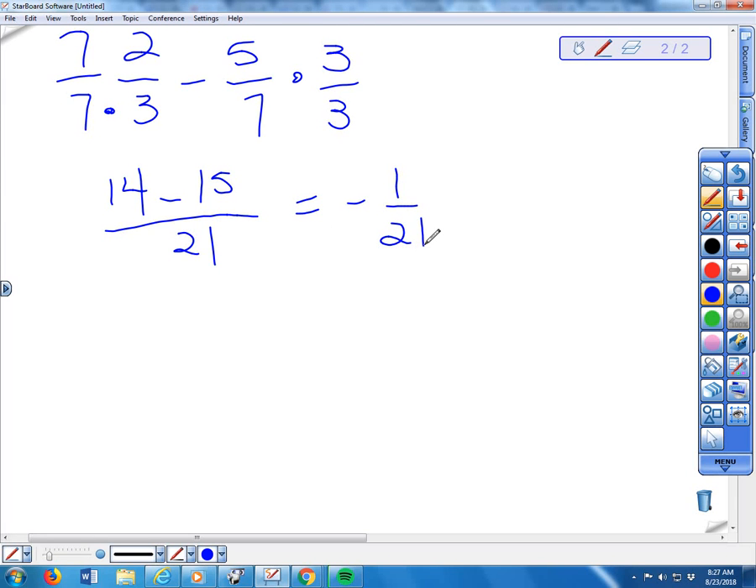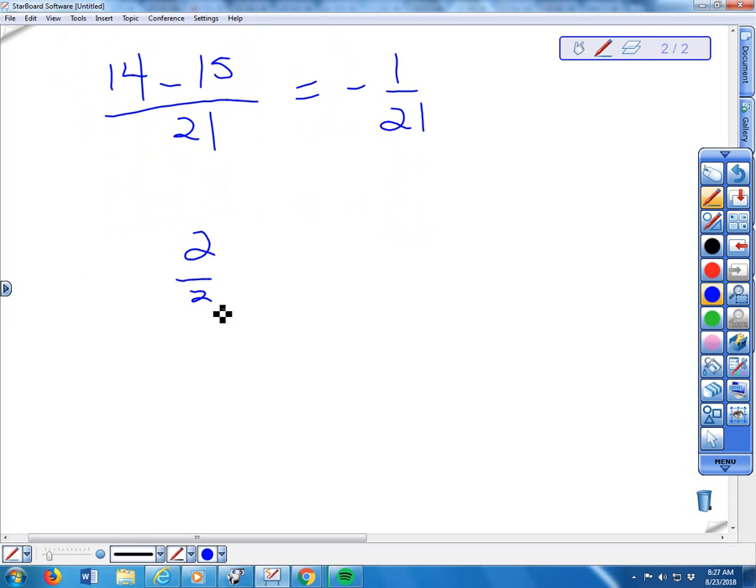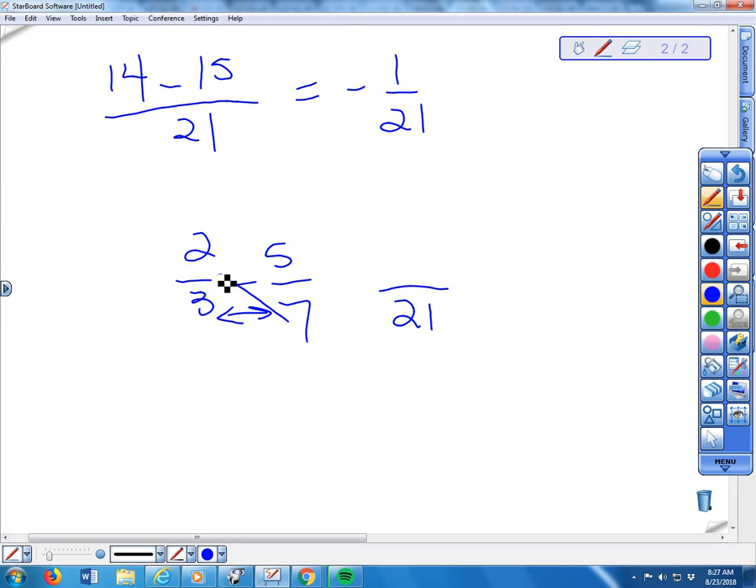Let's see if the crisscross method works here. 2/3 minus 5/7. Crisscross says multiply these, cross them. You always have to do this one first. Still works. The order matters, though, in subtraction. If I did 15 minus 14, I'd get positive 1 over 21, which is not correct.